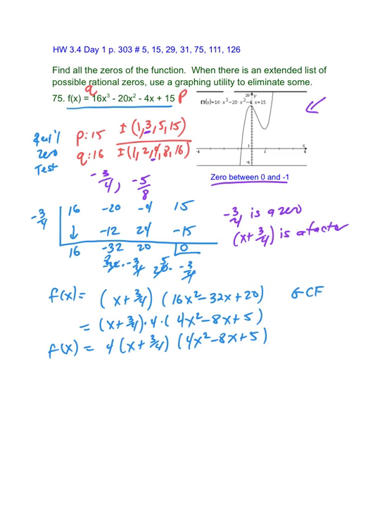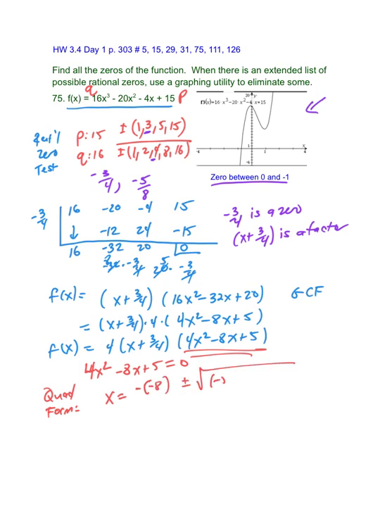And now to find the remaining zeros, we need to find the zeros corresponding with that quadratic term. So really what we're solving is 4x squared minus 8x plus 5 equals 0. Because the leading coefficient here is 4, I would not complete the square. I would use the quadratic formula. So solving this by the quadratic formula, we'd get x equals -b, which will be the opposite of -8, plus or minus the square root of b squared, so -8 squared, minus 4 times a, which is 4, times c, which is 5, all over 2 times a, which is 4.